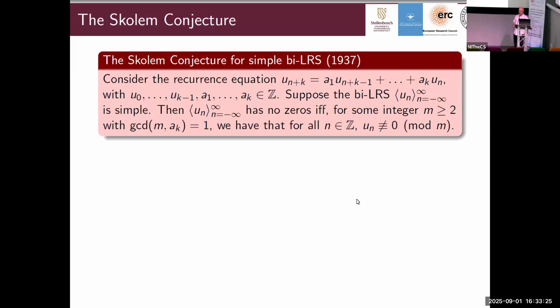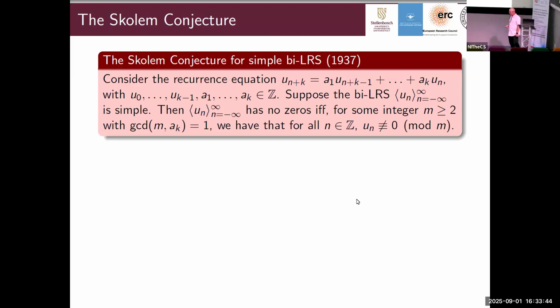So here is the mathematical statement. You take a recurrence, u_{n+k} = a_1 u_{n+k-1} + ... + a_k u_n, where all the coefficients and initial terms are integers. And then suppose that the linear recurrent sequence is simple.